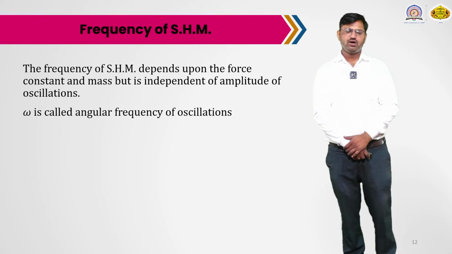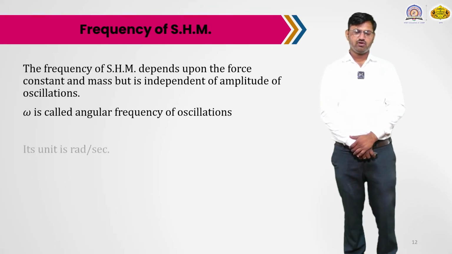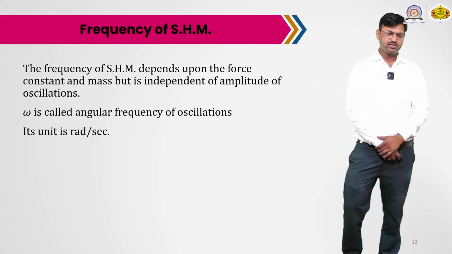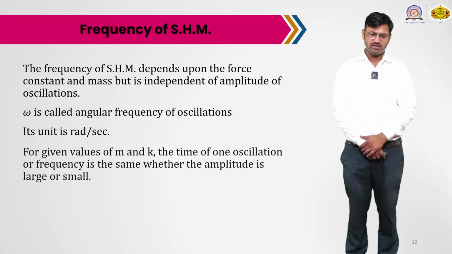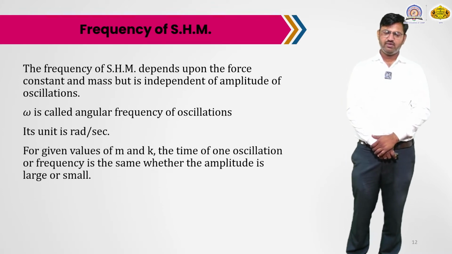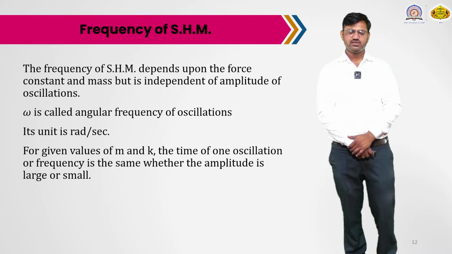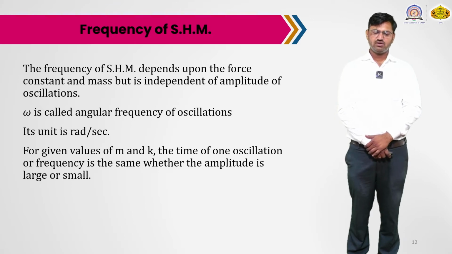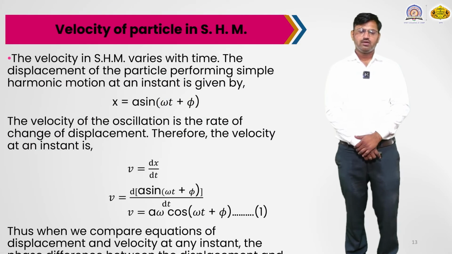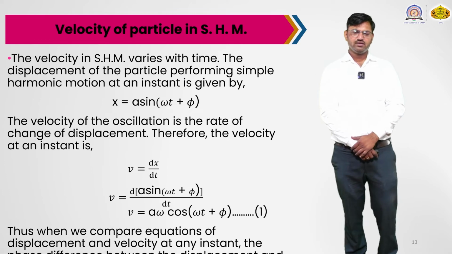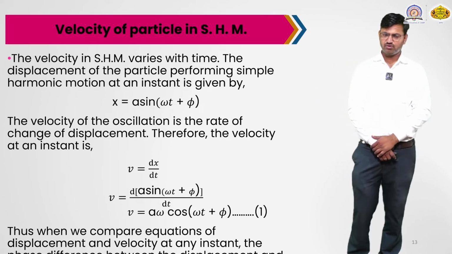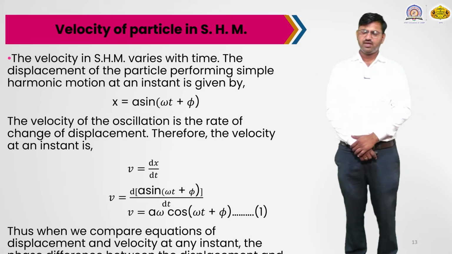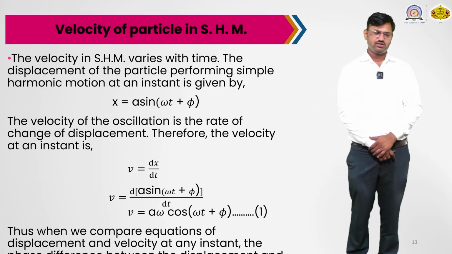The omega is called the angular frequency of oscillations. Its unit is radian per second. For given value of m and k, the time of one oscillation or frequency is the same whether the amplitude is large or small. Next, the velocity of a particle in S.H.M, simple harmonic motion. The velocity in simple harmonic motion varies with time.